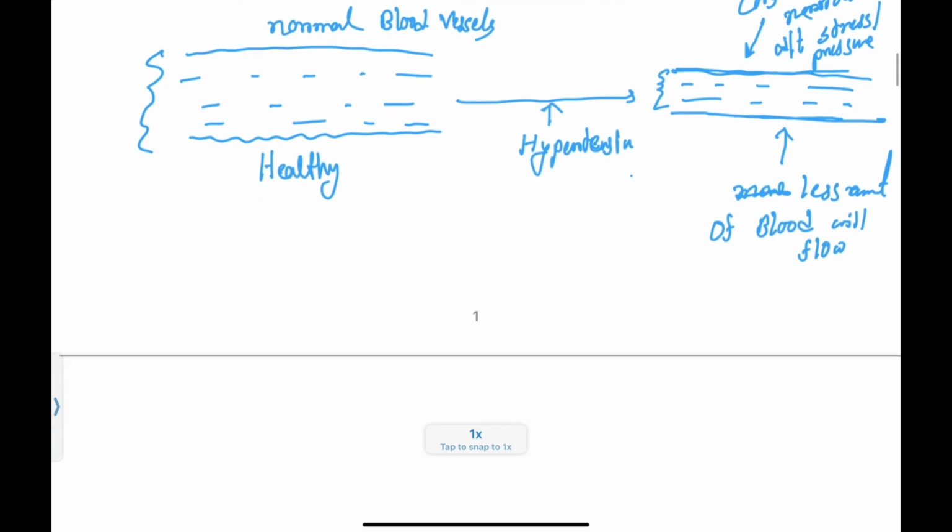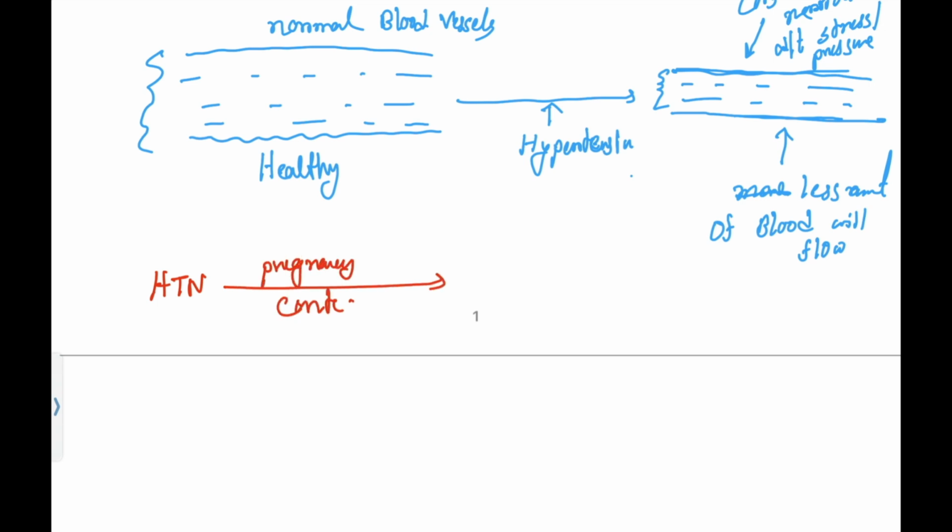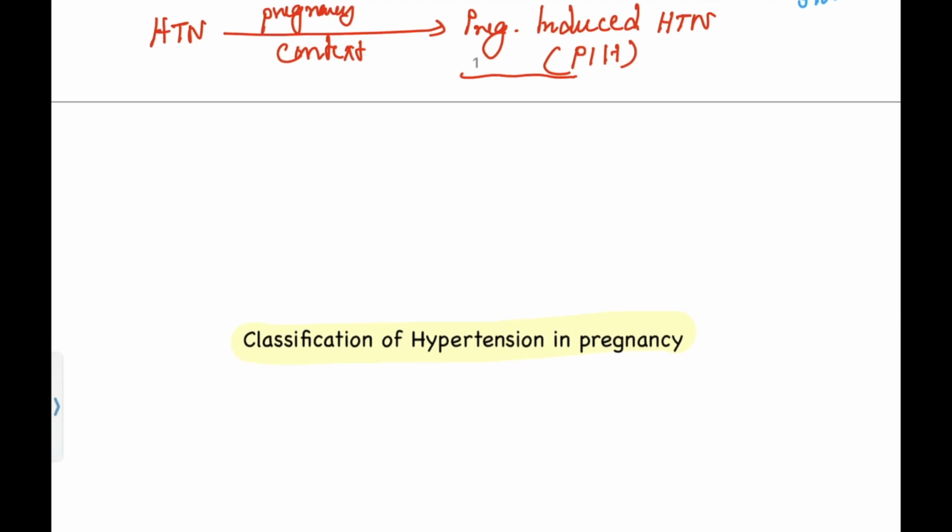This is the meaning of hypertension. Now when we talk about hypertension in the pregnancy context, we will call it pregnancy induced hypertension. So when hypertension occurs in pregnant women, we call it PIH, pregnancy induced hypertension, or hypertension in pregnancy. So now we know the meaning of hypertension. So PIH, okay?